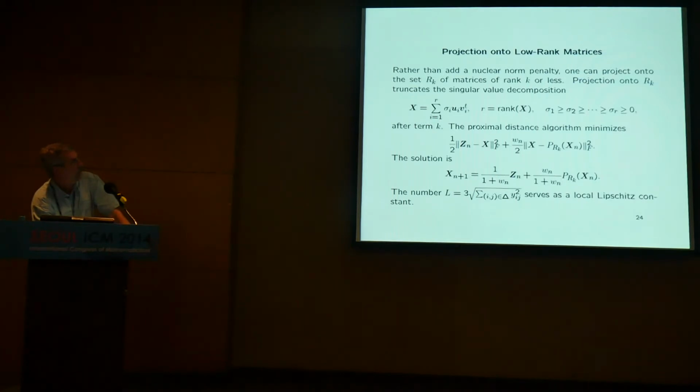Okay, so the proximal distance algorithm minimizes this criterion in the middle here. It's a simple least squares problem, and the solution turns out to be Zn, your current imputation, your current combination of the data and the imputation of the missing entries, with the projection of your current estimate, Xn. So it's a nice convex combination depending on these weights.